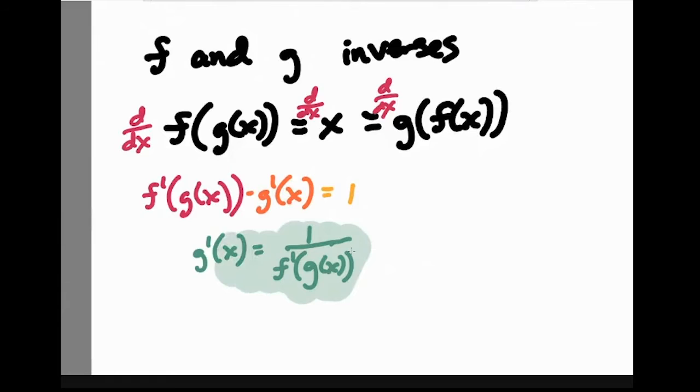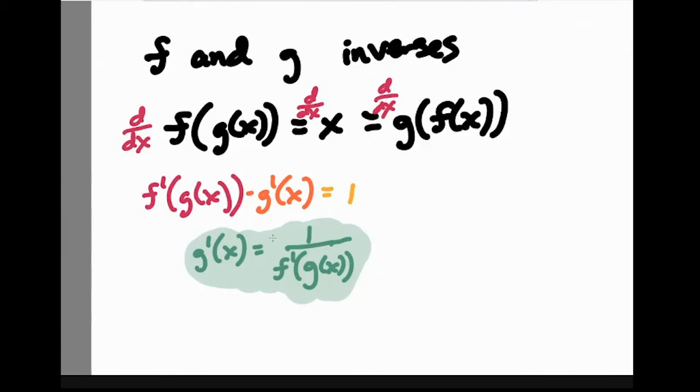This is the moral of the story here. This is the equation that you're going to use to figure out the derivative of an inverse. And again, what if you wanted f prime of x? Then just switch the f and the g. It doesn't matter. Okay, they're inverses of each other. Sorry. Yes, and they will state that.